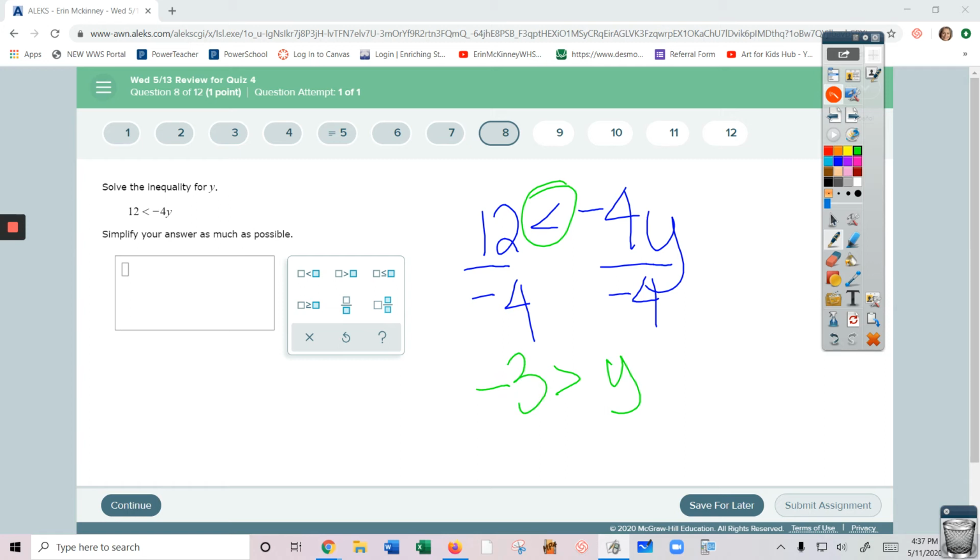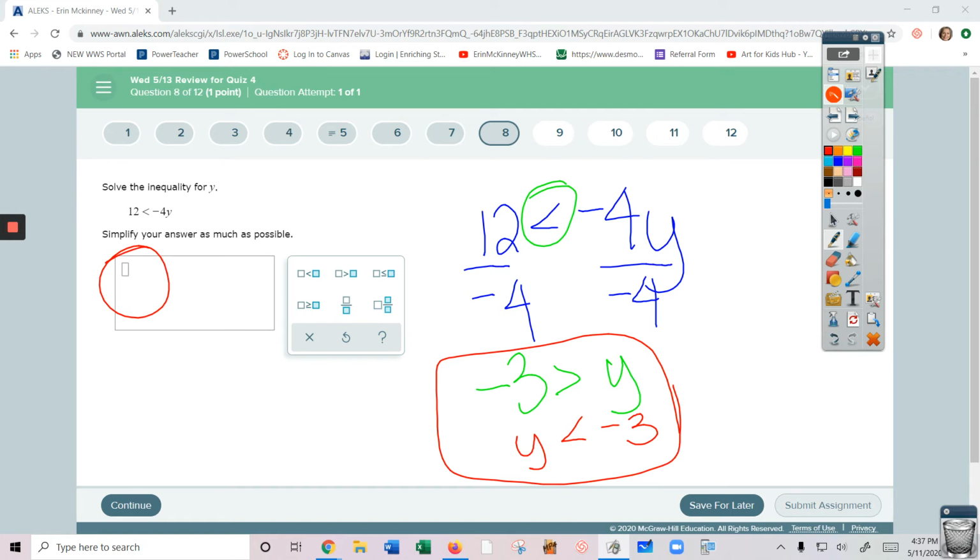Okay, and if we wanted to write this with our variable first, that would be another reason to flip the sign. Now, when you're typing this in over here, you could type that in either order and you would receive full credit.